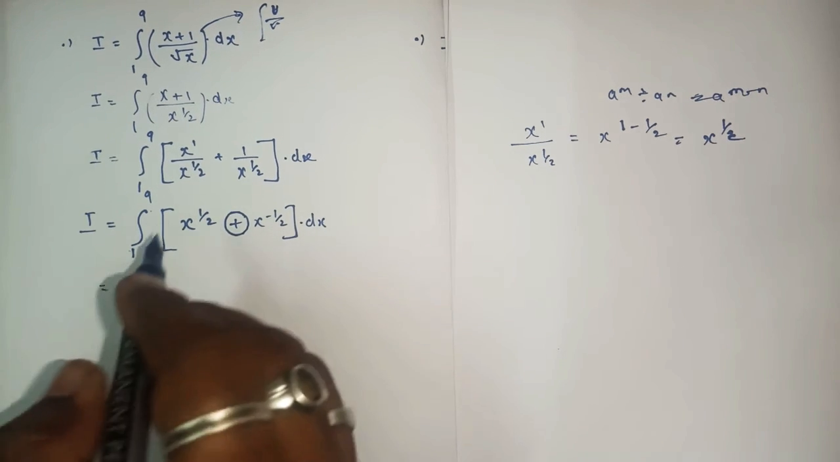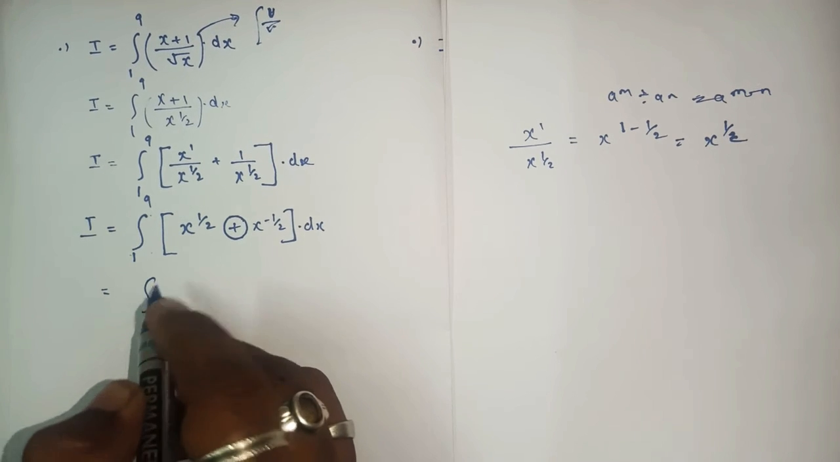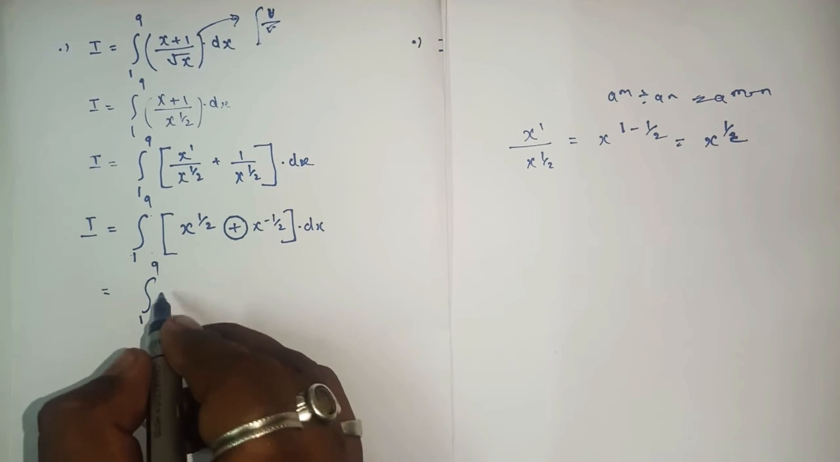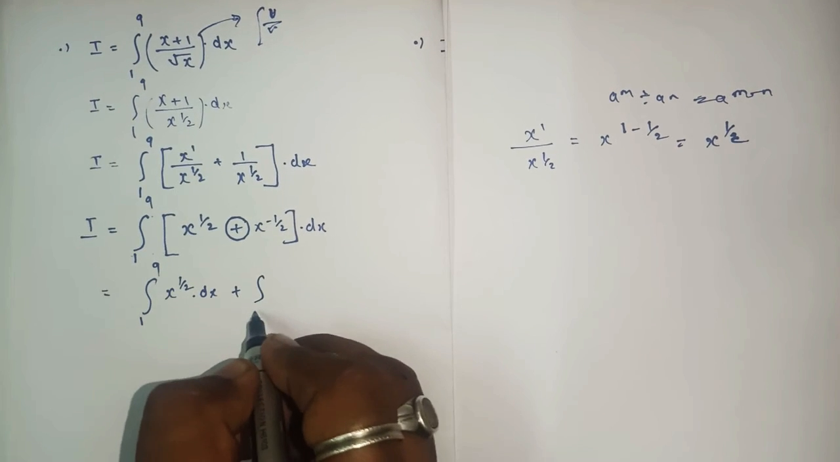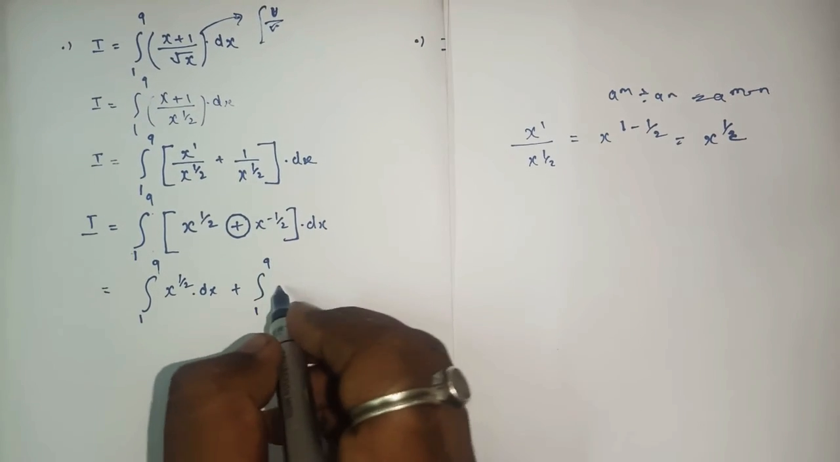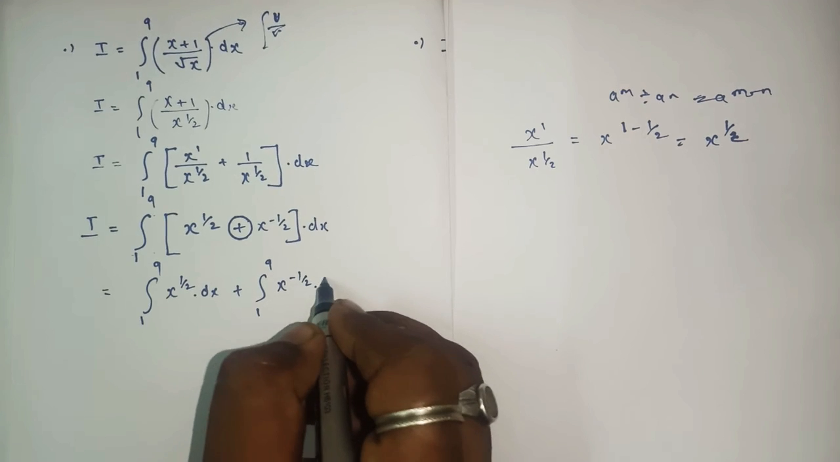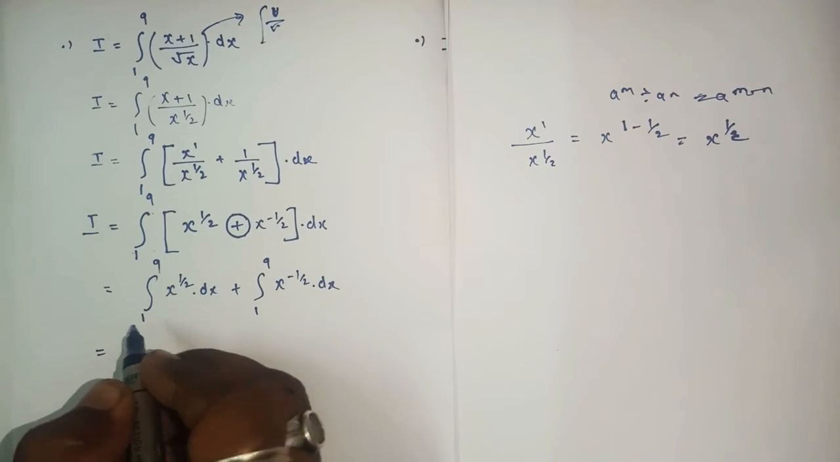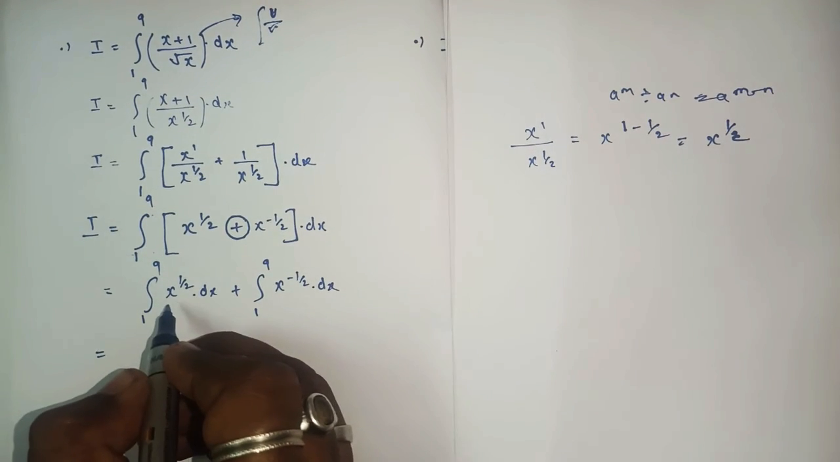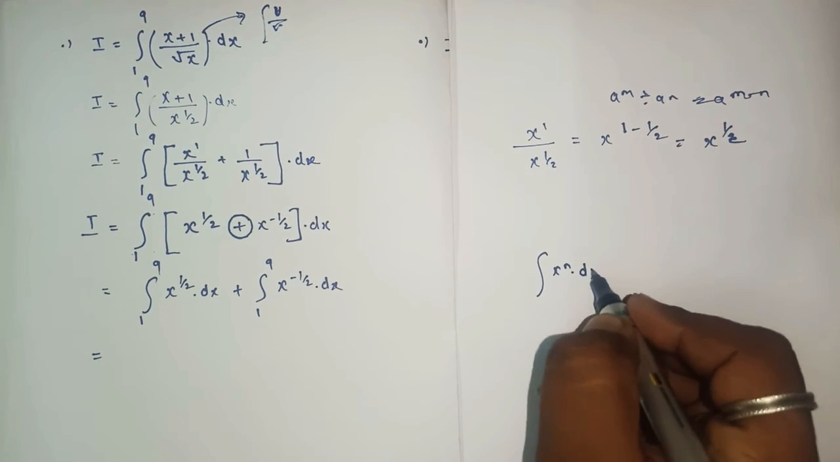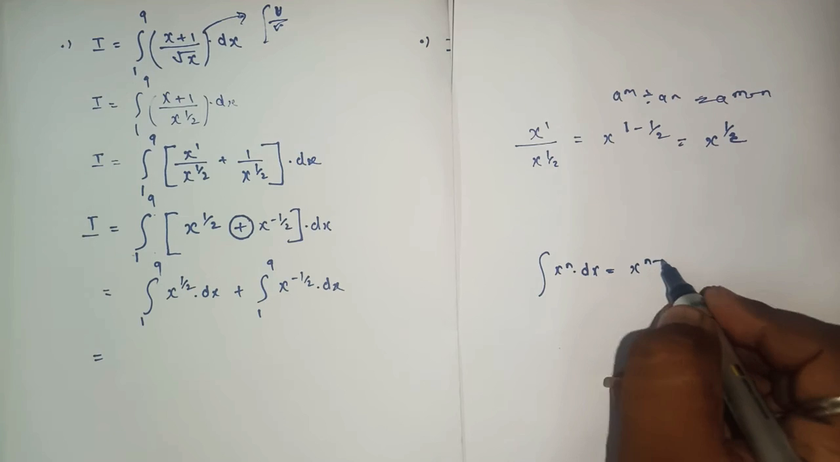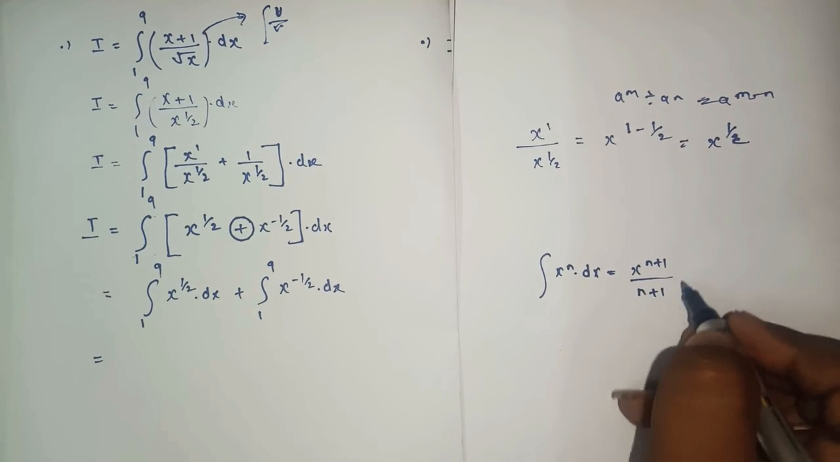As here we have two terms, so we can separate the integration also, yes or no. Integral x raised to 1 by 2 into dx plus integral x raised to minus 1 by 2 into dx. Now we'll integrate with respect to x. As this looks like the x raised to n formula. So what is x raised to n? x raised to n plus 1 upon n plus 1 plus c, yes or no.